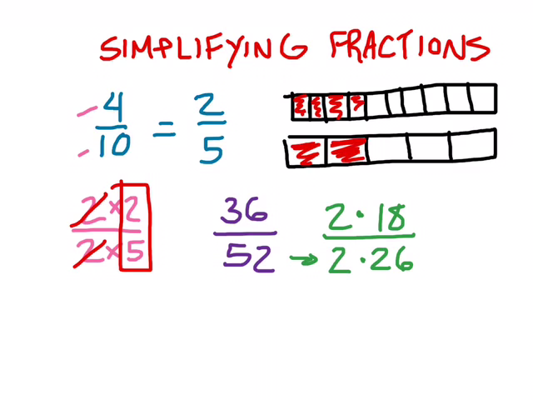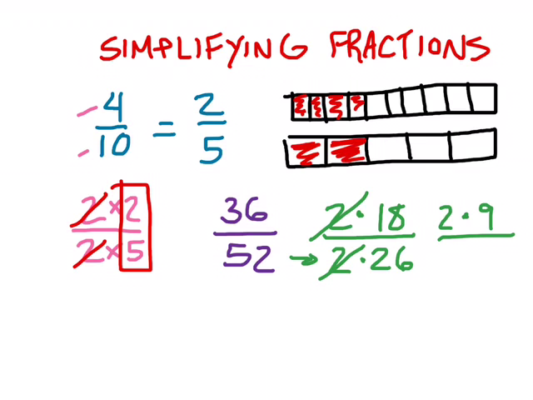I could break this down even further, but for now I'll eliminate my 2's because I see I have common 2's, common factors that can be eliminated. I can do that again now. I see that 18 and 26 are both even still, which means they must have 2 as a factor.